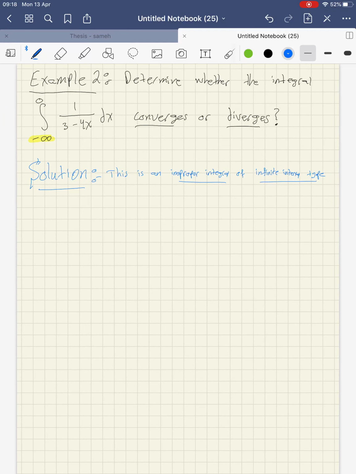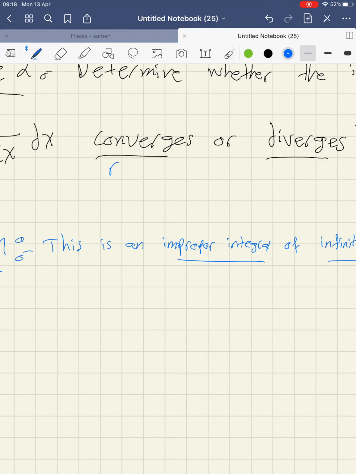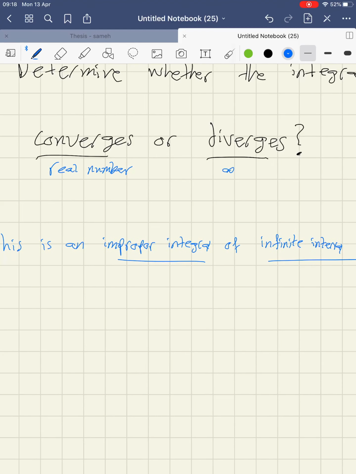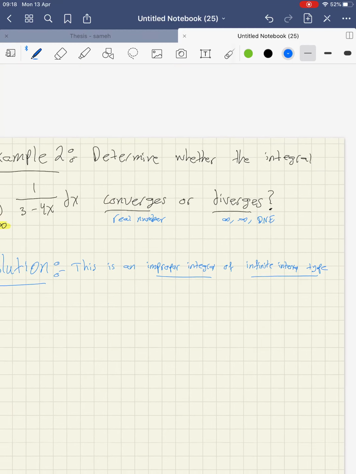And an improper integral has two answers. It could be a convergence, which means at the end you get a usual number, a real number. Or it could be divergence. Maybe the answer would be infinity, negative infinity, or does not exist. So depending on the final answer, I will determine if it converges or diverges.